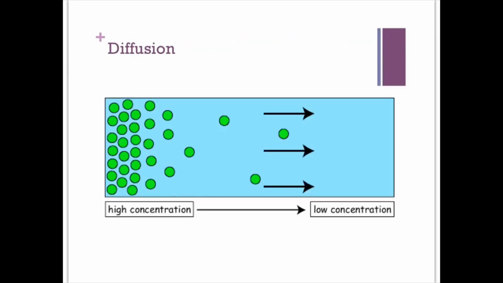Let's take a look at how molecules move in and out of cells. First, the word diffusion is just referring to the random movement of molecules. Molecules always want to be spread out evenly in order to reach equilibrium. So the way they're going to do that is they're going to move from an area of high concentration to an area of low concentration.